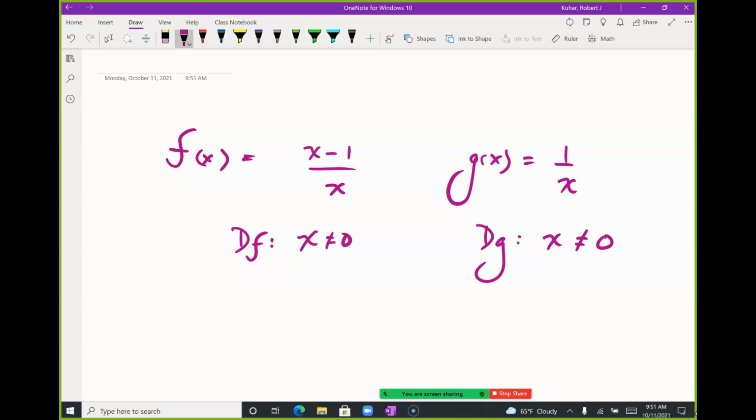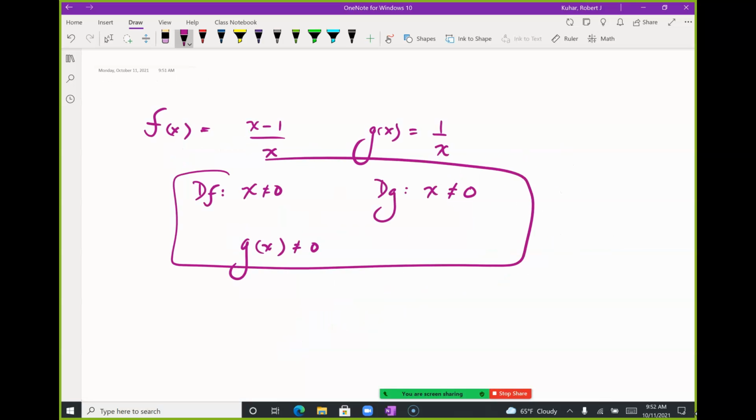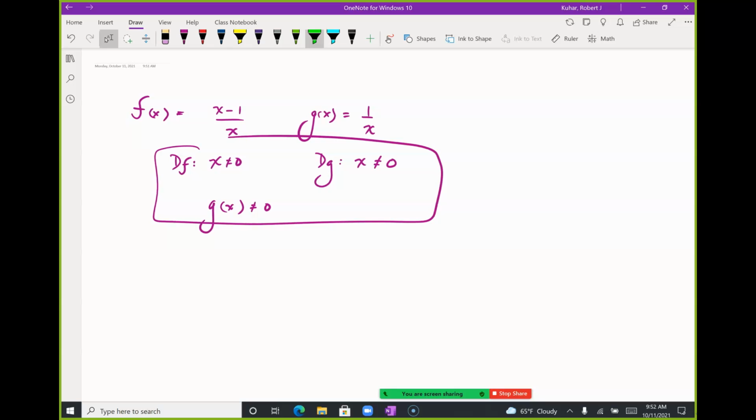So that means I have to make sure g of x does not equal 0. And of course, g of x can never equal 0. Right? So I can already tell what my domain is of my new function, my composition of functions. It's going to be x not equal to 0. I have to make sure I keep the domain of g, and I check the domain of f with the output of g, because remember, g is generating the inputs of f. Everyone okay there?